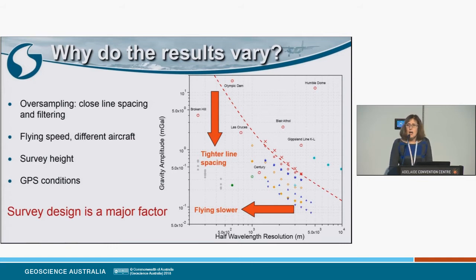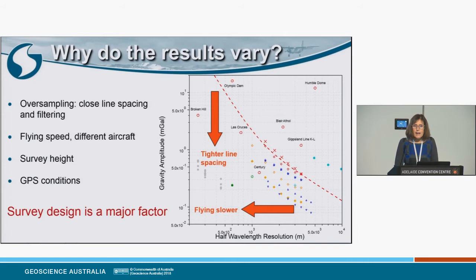So why are there dots all over this graph? We've got one system, the SGL airgrav system. Why isn't there just one resolution and one accuracy that we can obtain? Well, the reason for this is that survey design is a huge factor in accuracy and resolution. So first of all, most of the surveys are done oversampling the data. That is to say, we have a close line spacing and we filter the data, and the tighter the line spacing, the higher accuracy you can expect. So that will bring the points down on that graph.